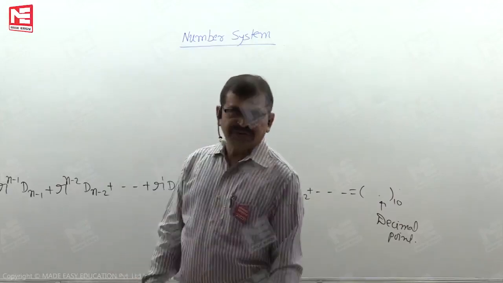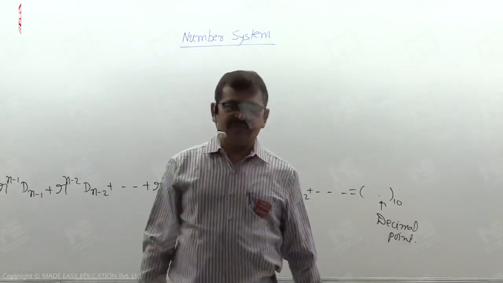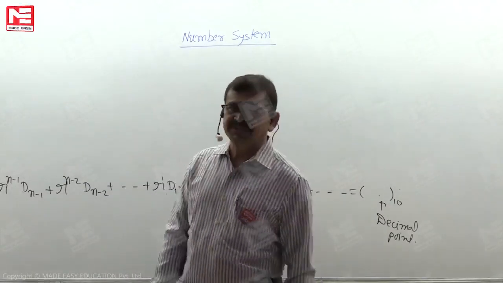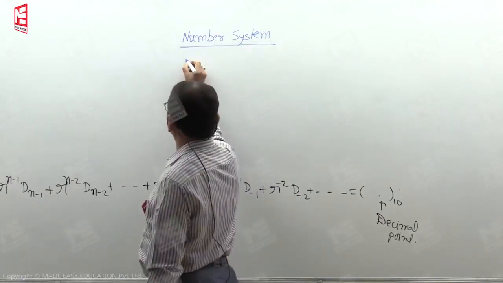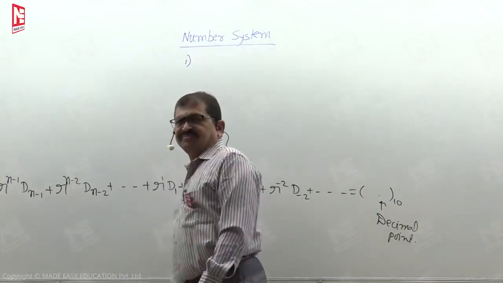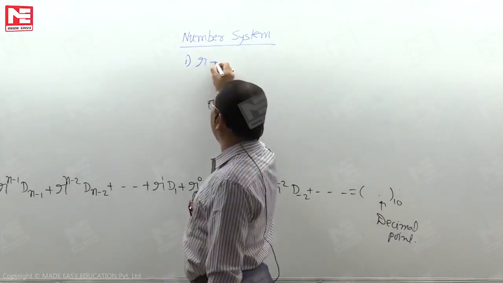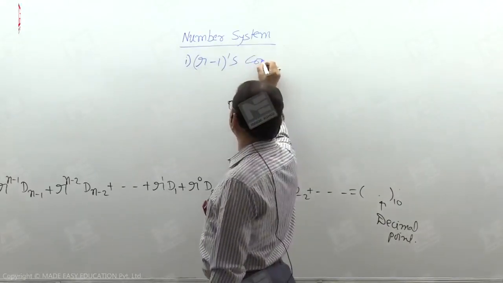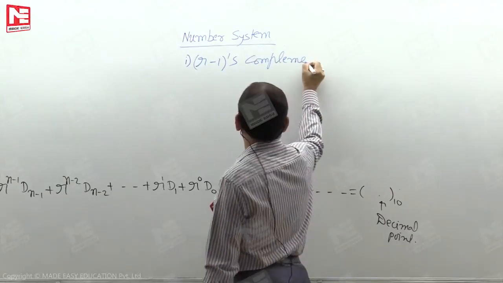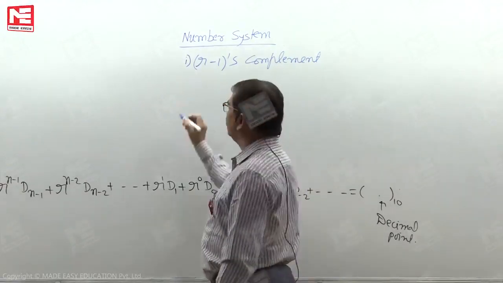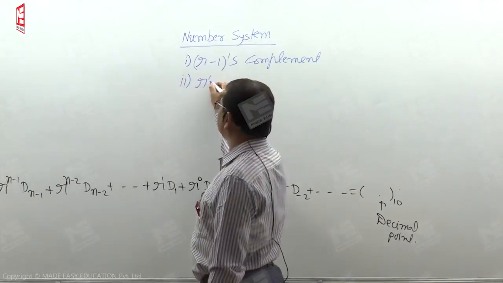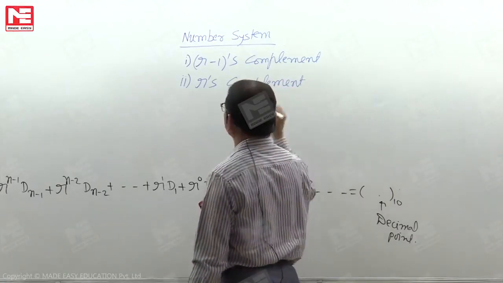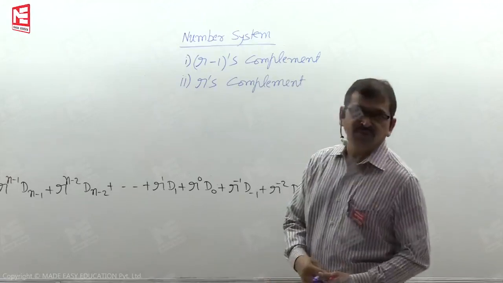After this basic work on the number system, our focus was conversion. After this conversion work, the next important thing in this number system is complements. In any number system, we need 2 complements. One is r minus 1's complement. The other is r's complement. These are the 2 complements we have with respect to any number system.